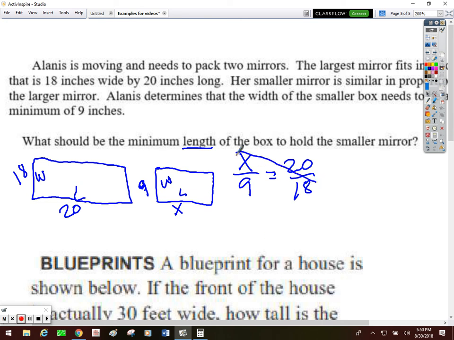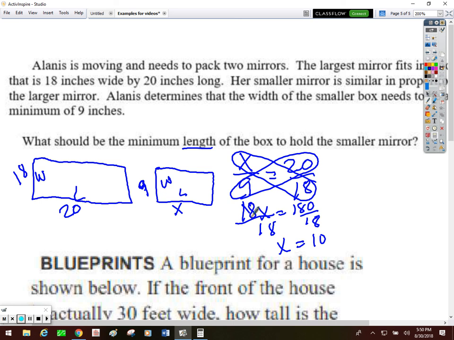All right, if I cross multiply, 18 times x is 18x, and 9 times 20 is 180. If I divide by 18, I should get x is equal to 10, because these are going to cancel out. So the minimum length for the box should be 10 inches. You see, as long as you are consistent, it doesn't matter what factors or categories we're dealing with. As long as you are consistent with how you set it up, it's not going to matter.